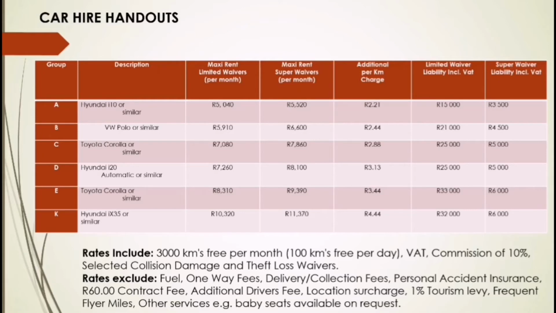If they did not include it in the handout and they did not put it in the question paper, and it is necessary for you to write it in your calculation, you can just write that it is not included. Then it says it excludes also the additional driver fees, location surcharge, tourism levy, frequent flyer miles, and so on and so forth. It excludes other services such as baby seats, GPSs. All the accessories that don't come standard with the car will be charged separately, and you need to ask for them specifically and separately.